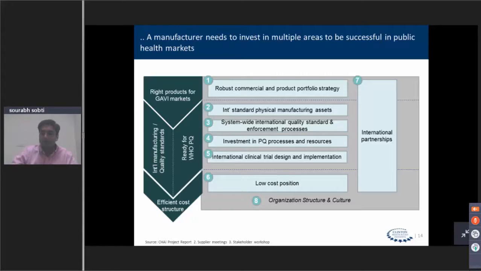So our first question is from Vibhu. What's your selection criteria for introduction of a new vaccine?